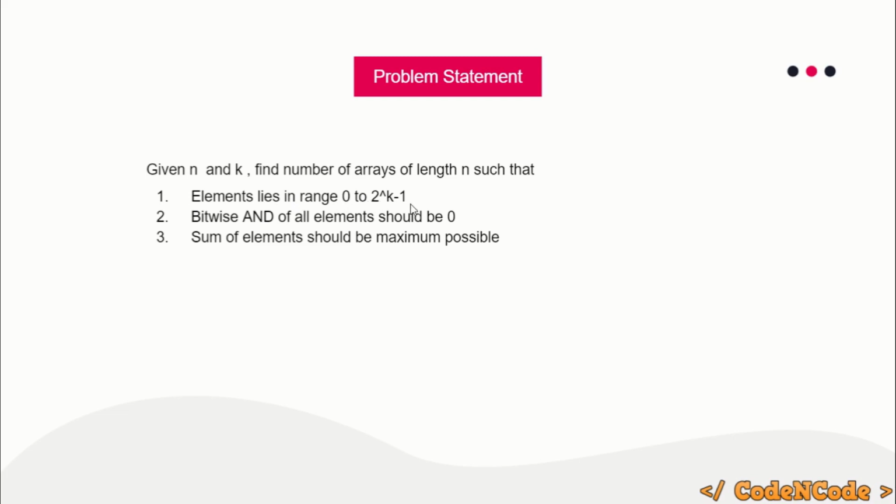For example, if k is equal to 3, each element lies in the range 0 to 7, right? Bitwise AND of all of the elements should be 0, and the sum of all of the elements should be maximum possible. So we have to find how many arrays there are of length n that follow all these three conditions. And since the number can be pretty large, we have to print it modulo 10^9 plus 7. This is given in the problem description itself, so you can go ahead and read that.